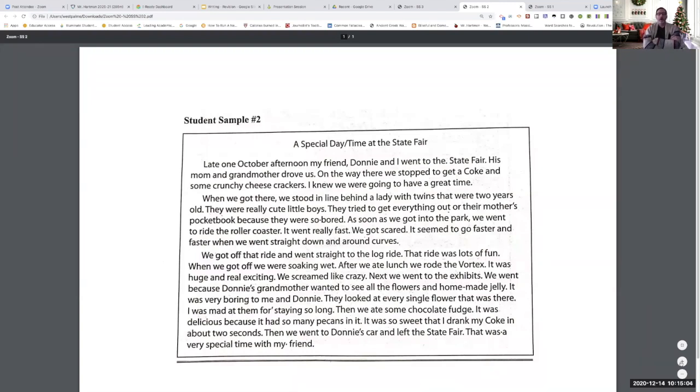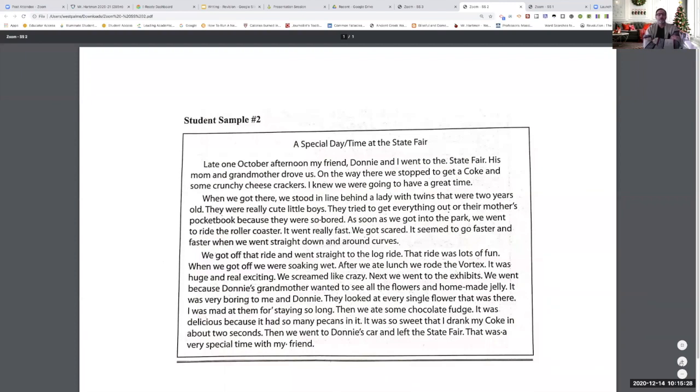We got off that ride and went straight to the log ride. That ride was lots of fun. When we got off, we were soaking wet. After we ate lunch, we rode the vortex. It was huge and real exciting. We screamed like crazy. Next, we went to the exhibits. We went because Donnie's grandmother wanted to see all the flowers and homemade jelly.